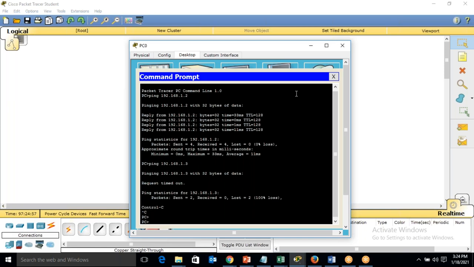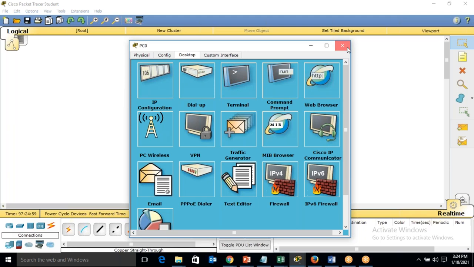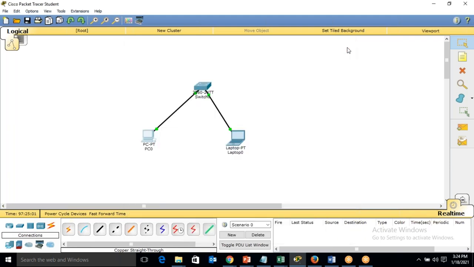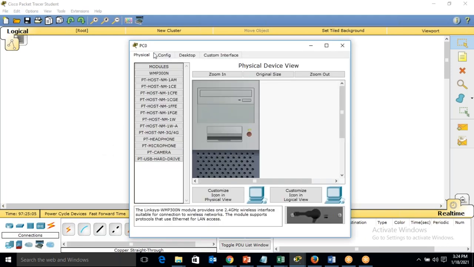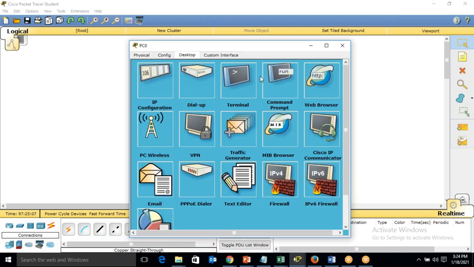Yes, Chetan. So how did you put command prompt in this PC? Okay, see, you need to go for PC. It will be like this. Go for the desktop. In desktop, the fourth option is the command prompt. You'll be having different options. All these things, as the course goes, we will be learning. Okay, that's more than enough.